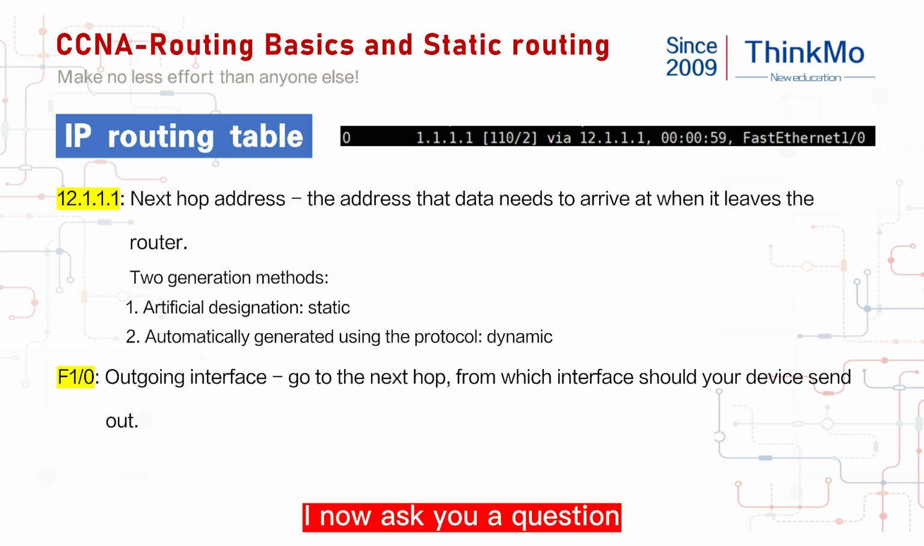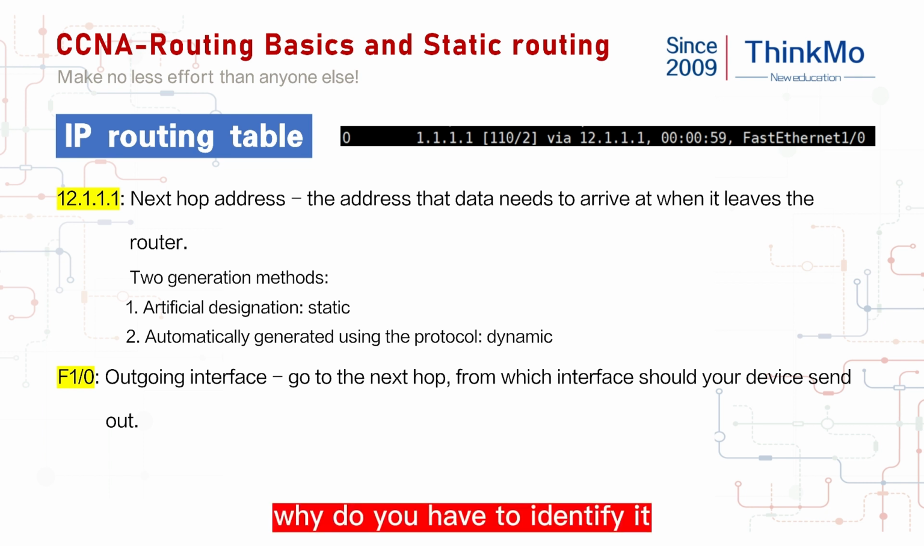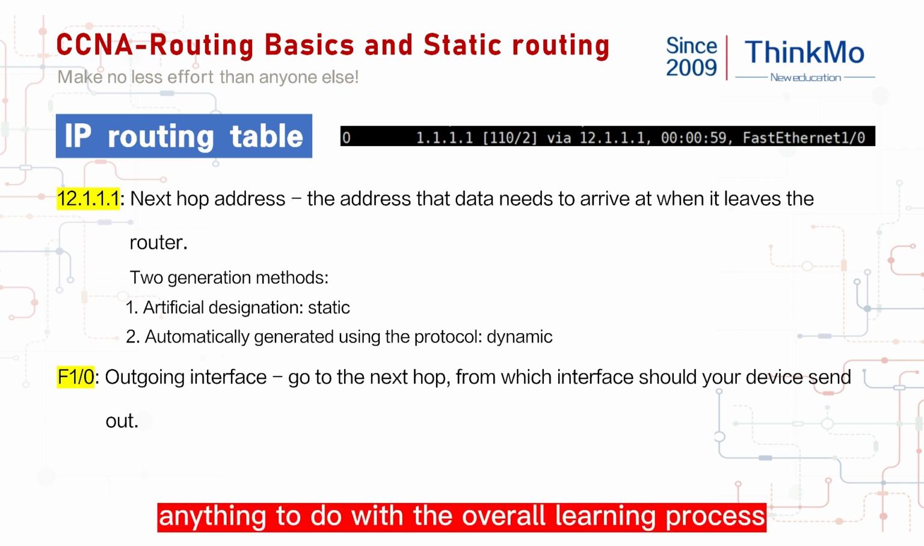I now ask you a question. There is now a routing table. Why do we identify the protocol for the device? As soon as the data arrives on the device, there is an entry like 1.1. Why do you have to identify it? How was it learned? Does it have anything to do with the overall learning process?